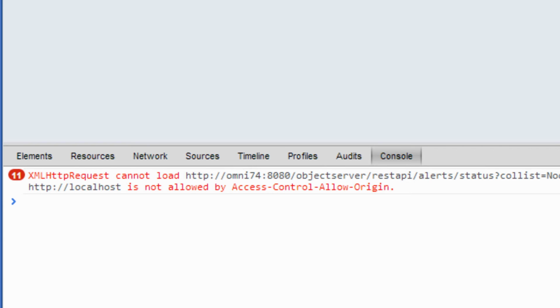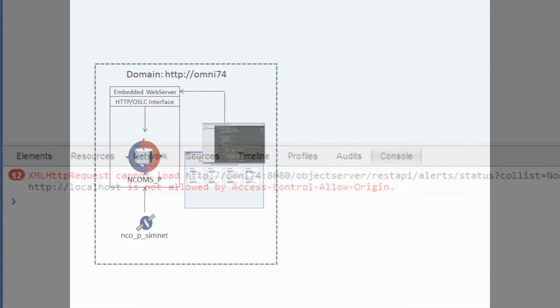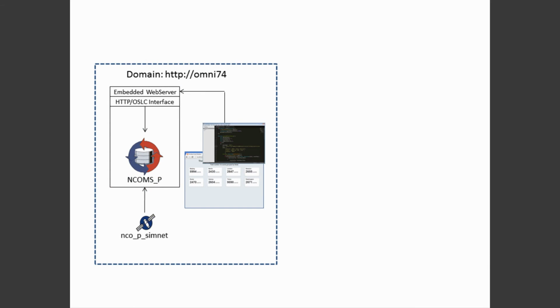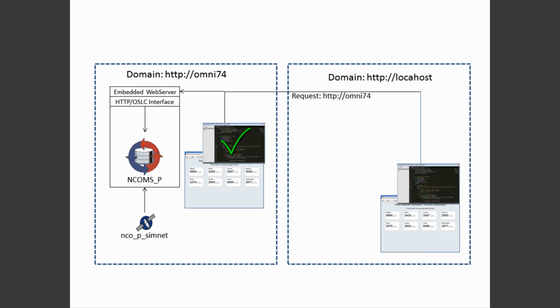But we don't need to cry over that, because this can be fixed. Take a look at this. In our first setup, we had everything in the same domain, omni74, that's my object server. Since we were in the same domain, JavaScript could ask for resources. Then we moved our JavaScript to a different domain, and everything stopped working. That's because our JavaScript domain was now localhost, and the data we requested was in another domain, omni74. And this is a restriction in the browser, so we can't work around it.